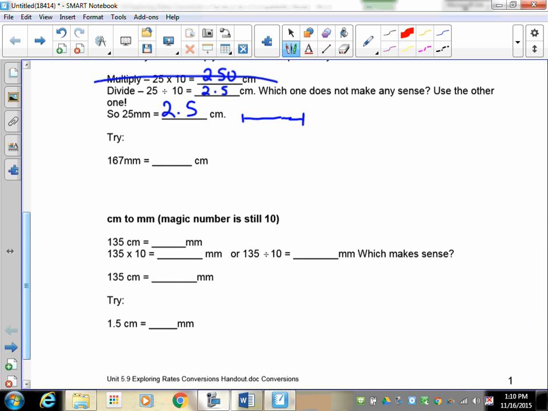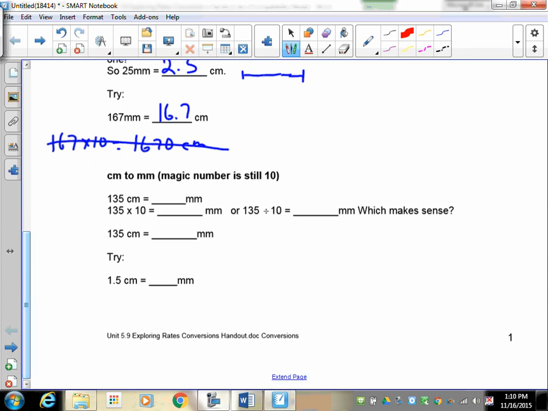All right, so we can multiply 167 times 10, and make that 1,670 centimeters. That's 16 meter sticks long. I think quite obviously that multiplying is not going to work. So divide by 10, 16.7 centimeters makes more sense. All right, now let's go centimeters to millimeters.